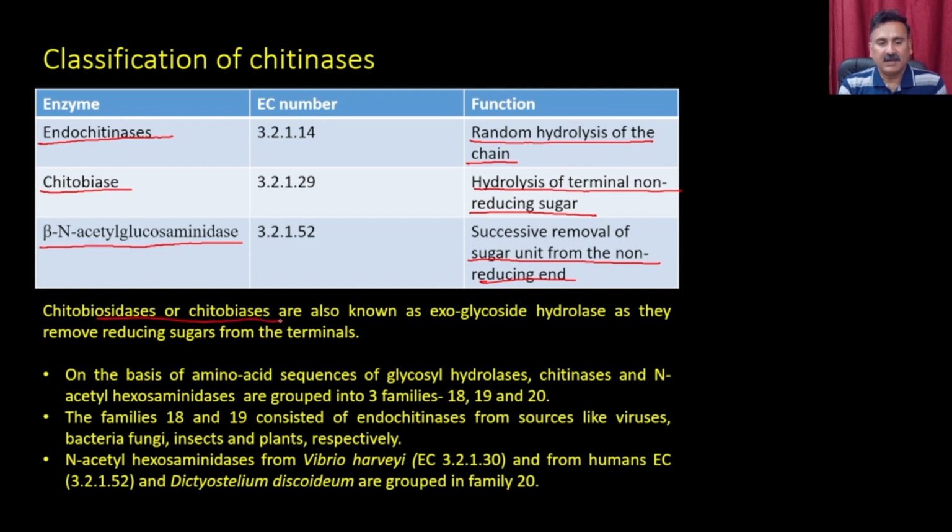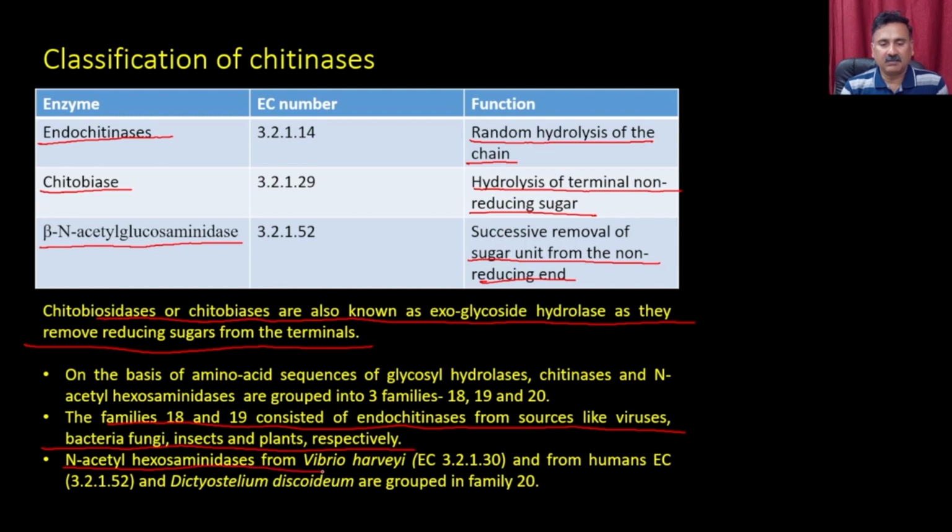Chitobiase, or the chitinase biase, are known as the exoglycosidase hydrolysis. They remove the reducing sugar from the terminals. On the basis of amino acid sequence of the glycosyl hydrolases, chitinases and N-acetylglucosaminidases are grouped into three families: 18, 19 and 20. Families 18 and 19 consist of the endochitinases from sources like virus, bacteria, fungi, insects and plants, and acetylhexosaminidase from the Vibrio harveyi and from the humans, and the Dictyostelium are grouped into family 20.